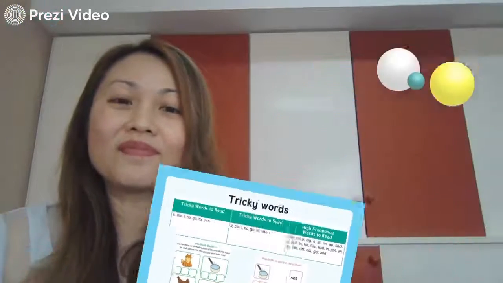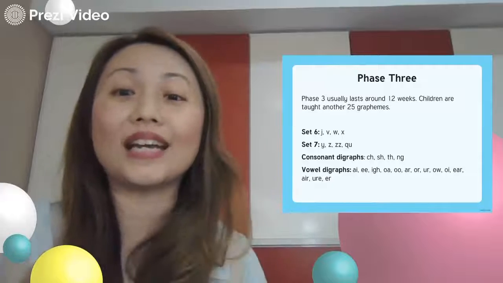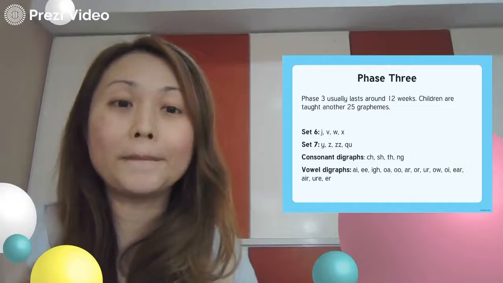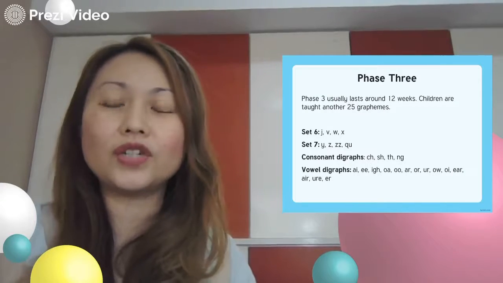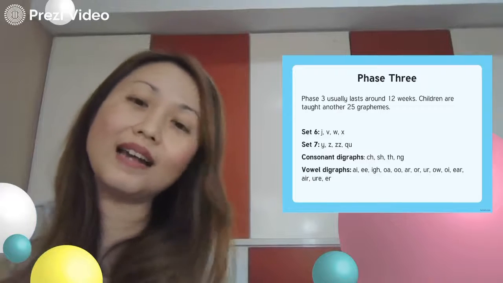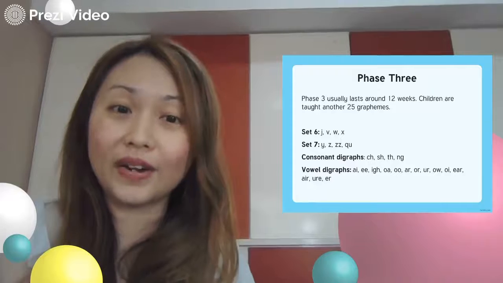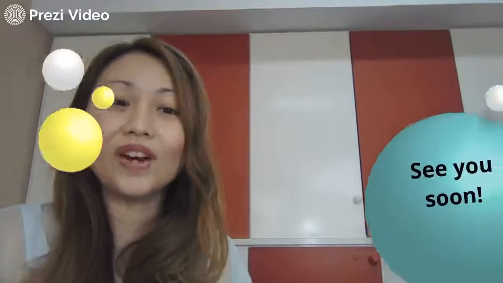All right. Hope to see you again next week. We will proceed on with phase 3. Again, another 12 weeks. You can go through each set of words and the introduction of consonant and vowel digraphs, so another 25 graphemes.